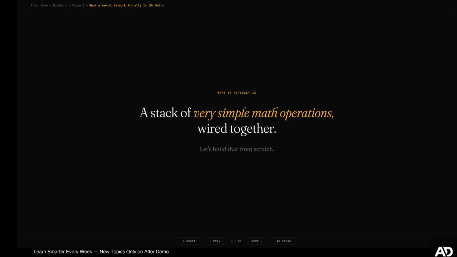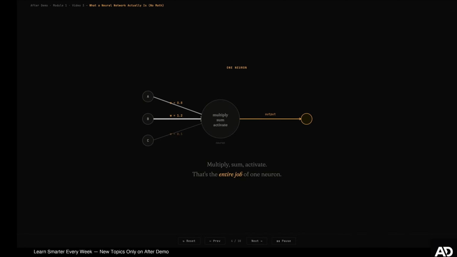What it actually is, is a stack of very simple math operations wired together so that every error from one layer informs the next round of adjustments. That's it. Let's build that from scratch. Start with one neuron, not a brain cell, just a box. Three things go into this box.